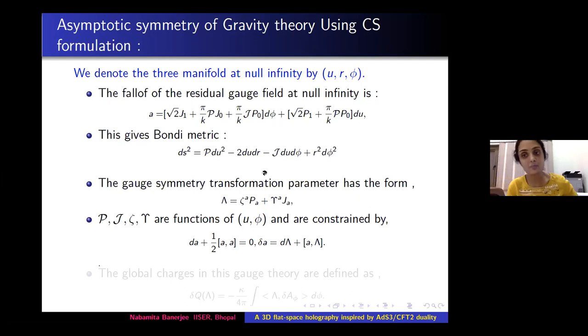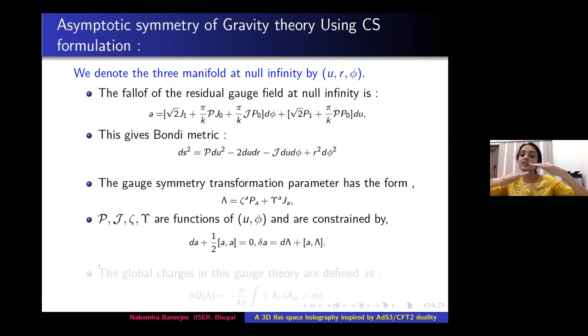So that's the most important part here, that you need to choose this residual gauge field properly at null infinity so that you get asymptotically flat spaces. Okay? So this is the form of A. And now what we want to understand is what kind of gauge transformations I can perform such that this form of the gauge field does not change. Okay? That's what we have to do, right?